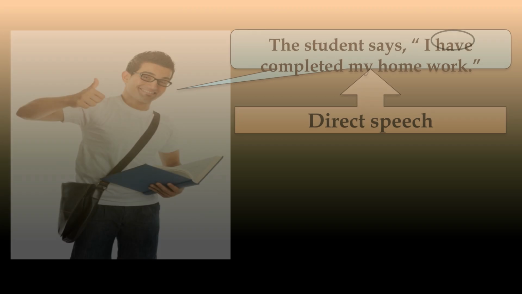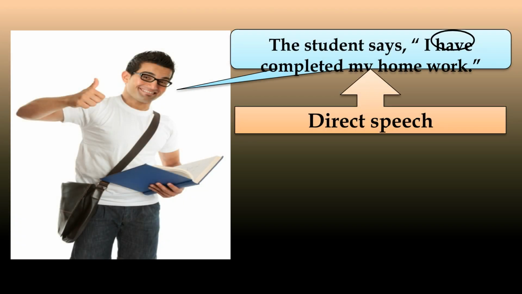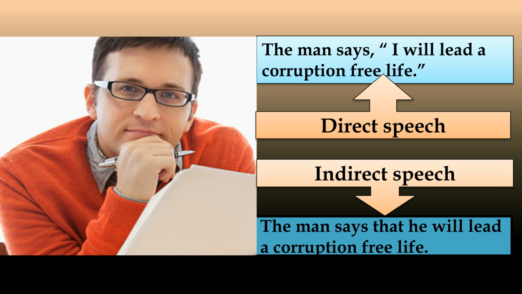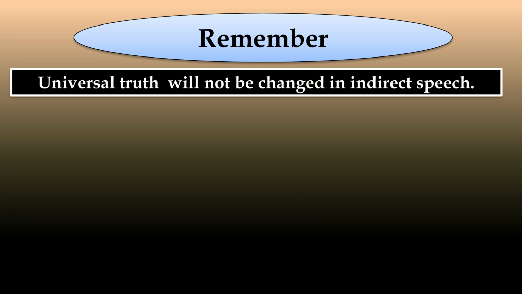The direct speech is, the student says, "I have completed my homework." Because the reporting verb is in the present tense, the indirect speech is, the student says that he has completed his homework. Another example, the man says, "I will lead a corruption-free life." Since the reporting verb is in the present tense, it becomes, the man says that he will lead a corruption-free life. A key rule to remember is that a universal truth will not be changed in indirect speech.